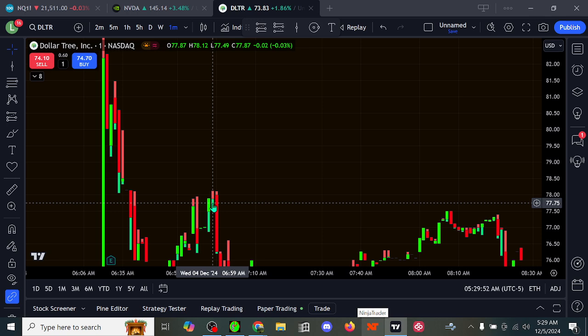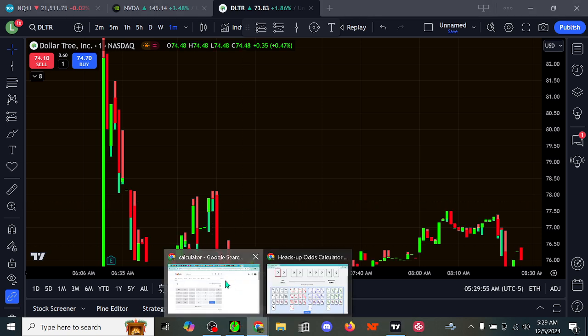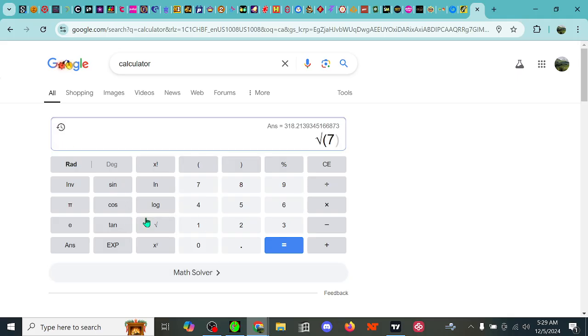Okay, so what we're going to do is take the high price there, which is 78.12. So we're going to take the square root of 78.12. Okay, and we're going to add 1. We're going to resquare it. And now we're going to get a time value. Okay?